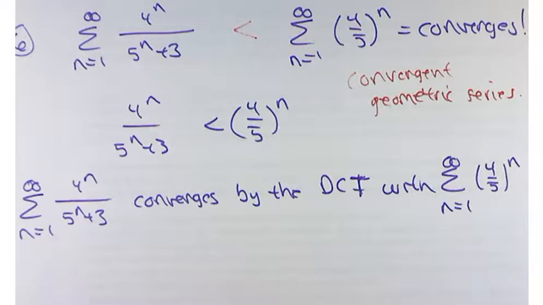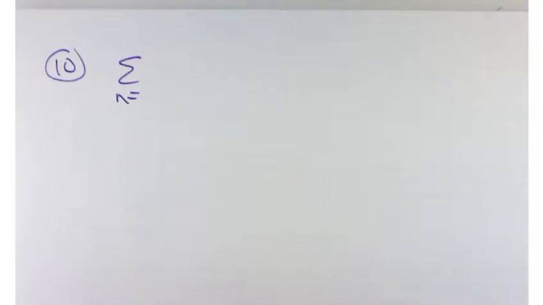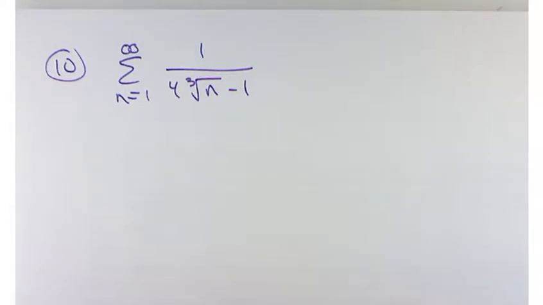Let's see. Let's try problem number 10. The sum from n equals 1 to infinity of 1 over 4 times the cube root of n minus 1. Now let me just double check. I do not believe that 1 is underneath the radical. It's not.